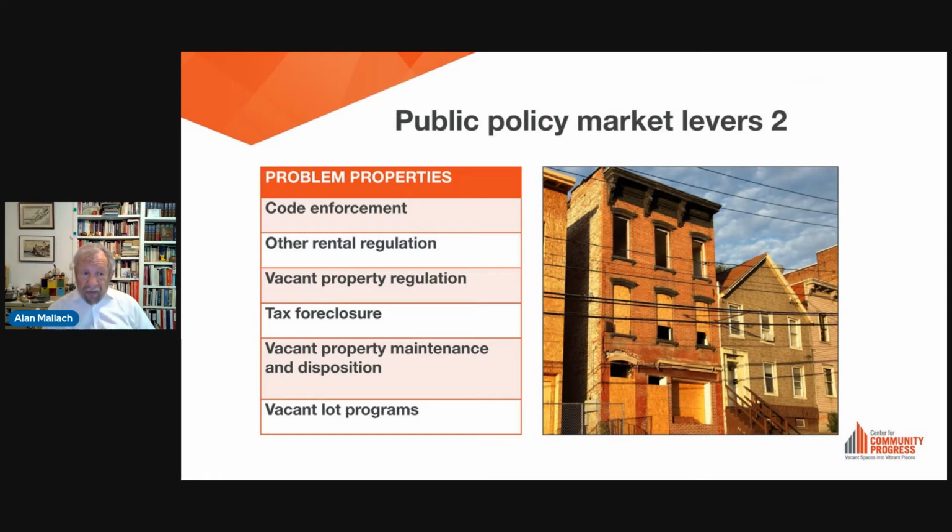If they have a tax foreclosure program, as pretty much everybody does, does the city take the properties? Can the properties go into a land bank, or are they going into limbo? How well are vacant properties maintained? Who maintains them? Is it up to some investor on Wall Street, or is it the city or the county or a land bank? And then, as we talked about a little bit this morning, what kind of vacant lot programs do they have?